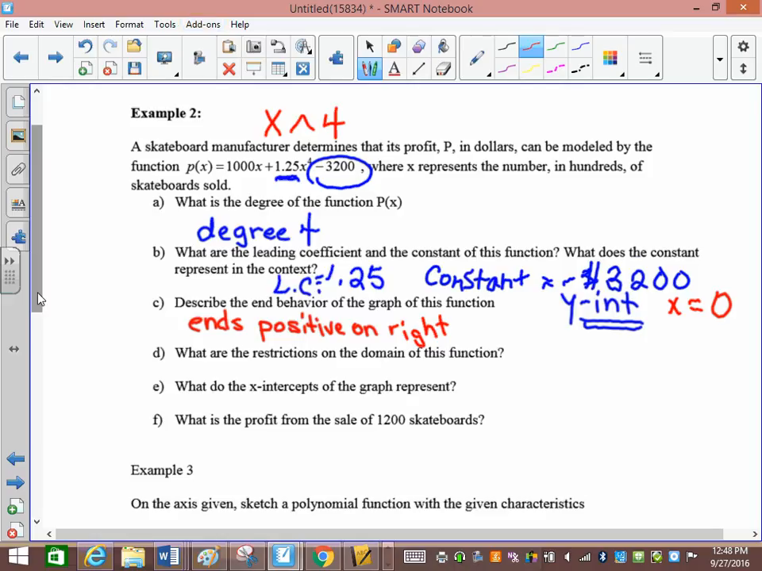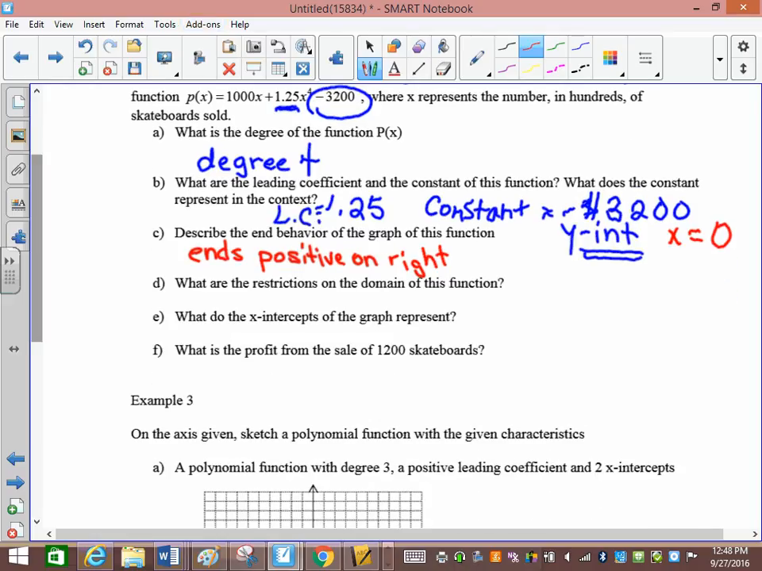What are the restrictions on the domain? 0 to infinity, you write it like that, or it can be in set notation, which is x is greater than or equal to 0. Either of these are fine, just depends on how they have the answer on your diploma.